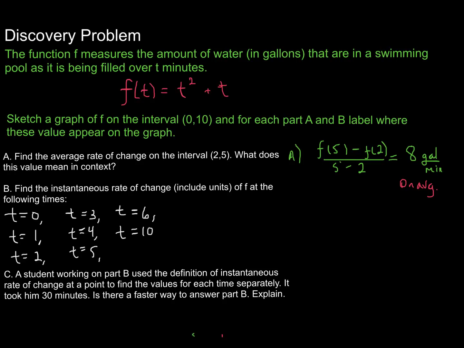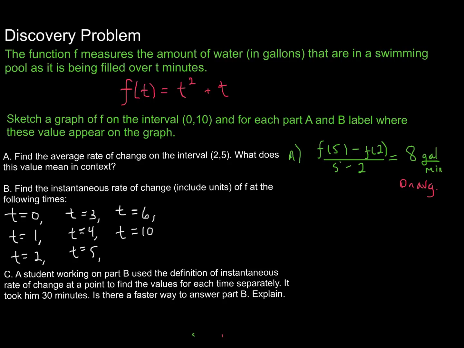Okay, so hopefully that went pretty well, if not a little time consuming. But maybe you figured out a shortcut before going through all of Part B. We'll get to that in a second. So finding the average rate of change on the interval from 2 to 5, very basic again. We've done this a million times. This is simply 8 gallons per minute on average between 2 minutes and 5 minutes.